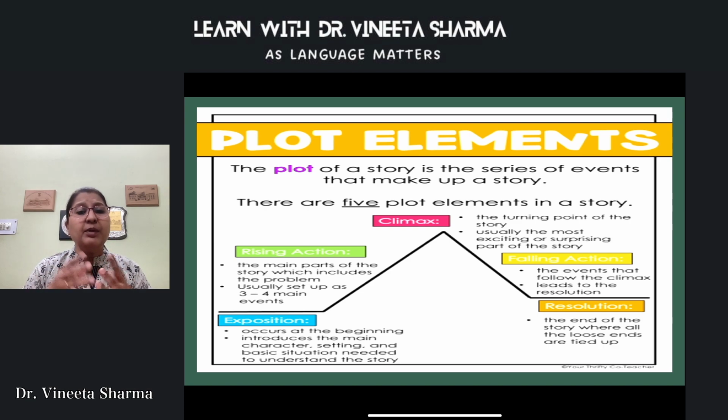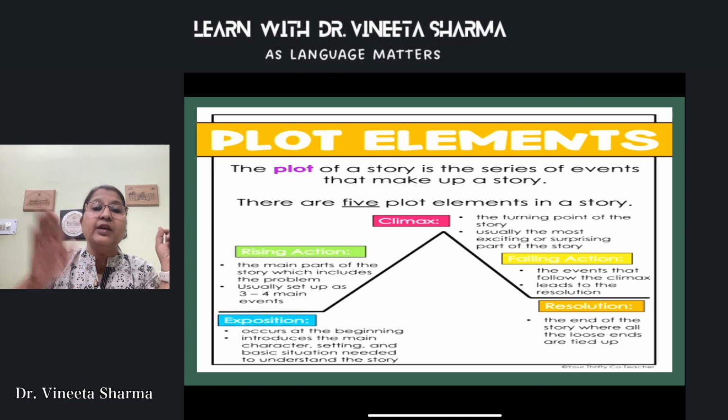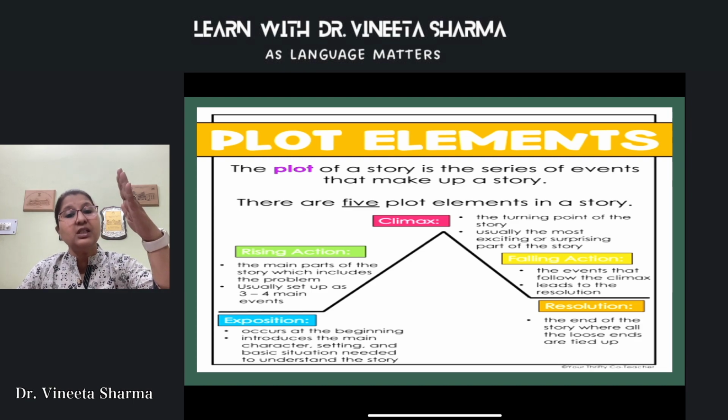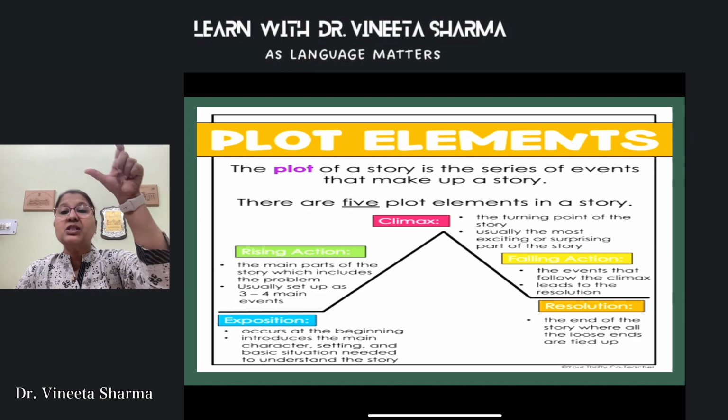This conflict can be man versus man. This conflict can be man versus nature. This conflict can be man versus any supernatural element. All right? And sometimes this conflict can be between man and himself. Right? So here in the rising action we find the conflict, and usually it is set up as 3-4 main events. Okay, so the action proceeds upwards and it reaches the climax.